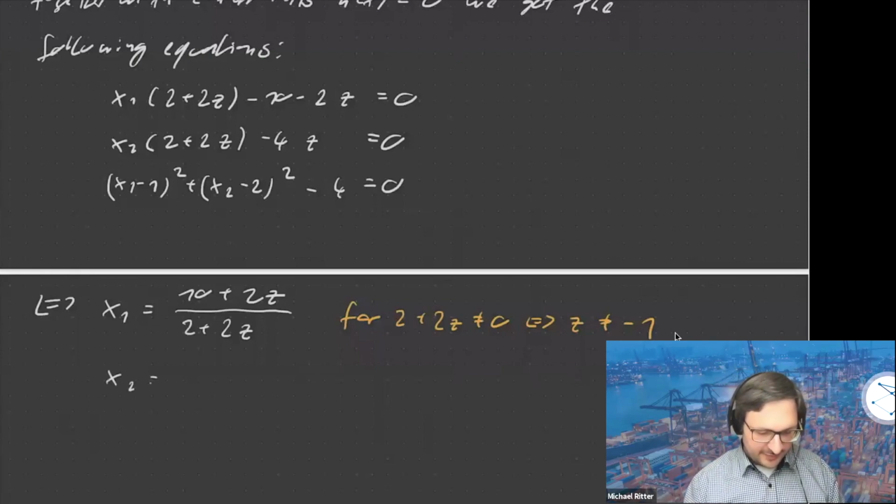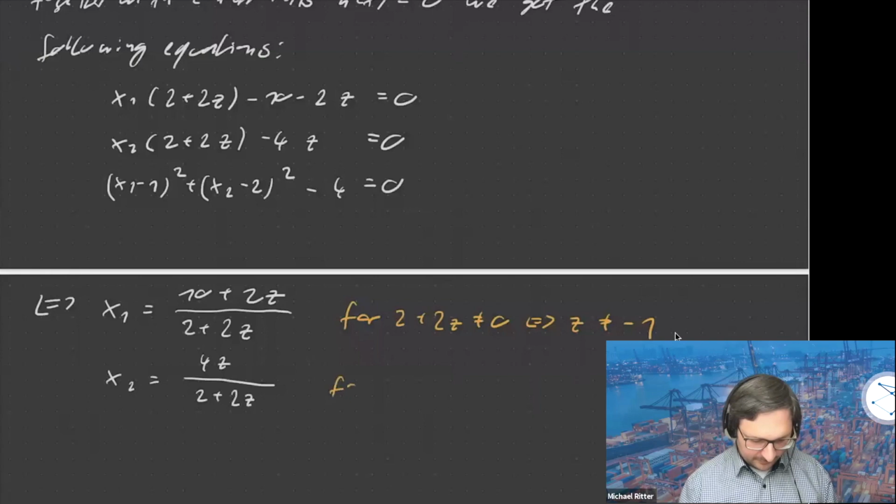We can do the same thing for x2. That is then 4z over 2 plus 2z. And again, 2 plus 2z must not be 0. So same case we need to exclude here. Z is not equal to minus 1.